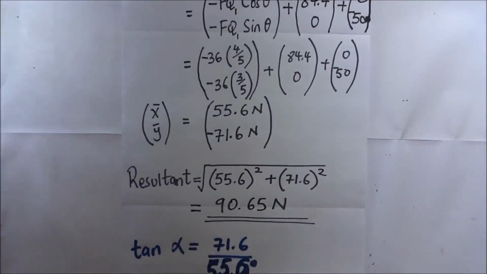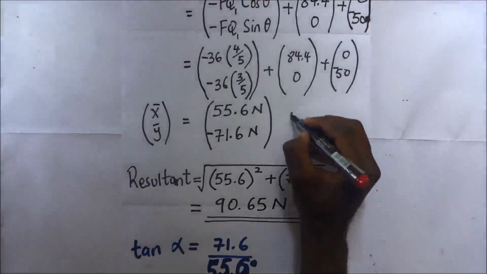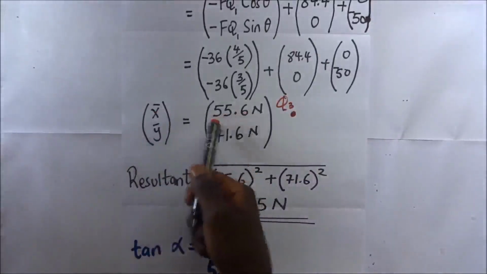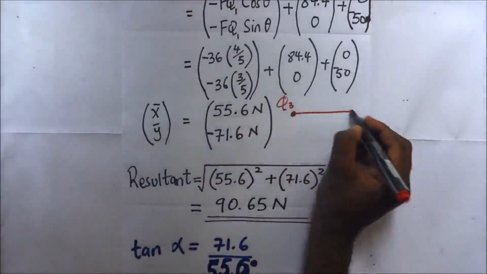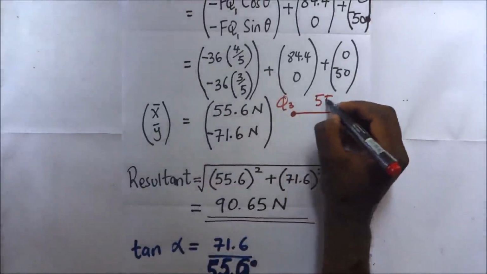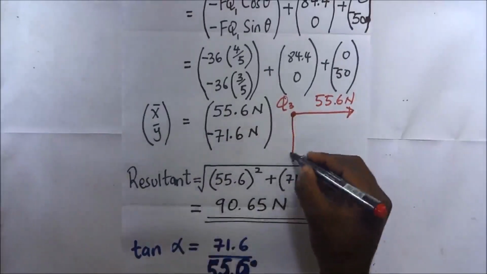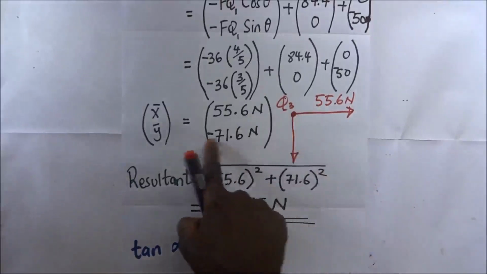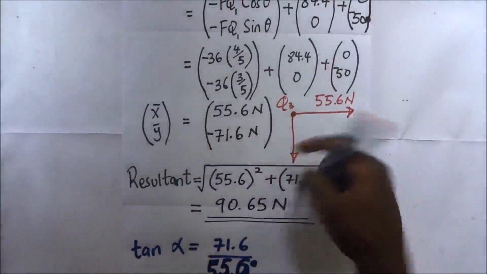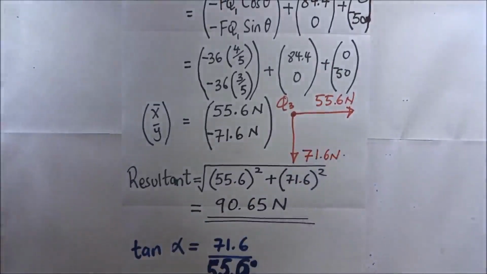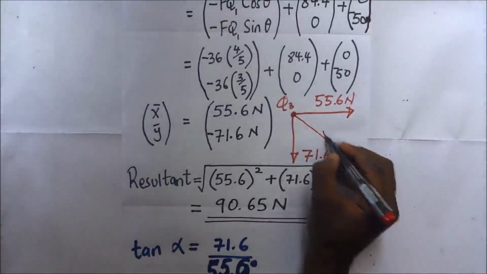So if our resultant force is 90.65 newtons, it means that our point charge Q3 is like this. This is our point charge Q3. In the x direction, it is positive 55.6, so it is acting in that direction, 55.6 newtons. And in the y direction, it is negative 71.6, so that's why it's pointing downwards as 71.6 newtons, because it is negative. So finding the resultant of this, the resultant lies along there.